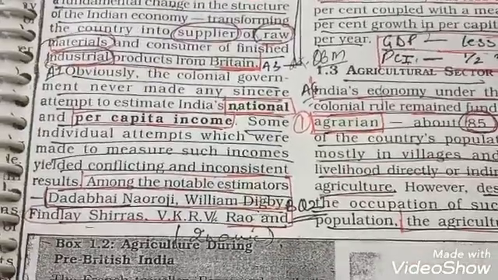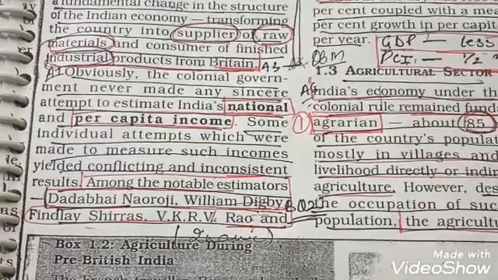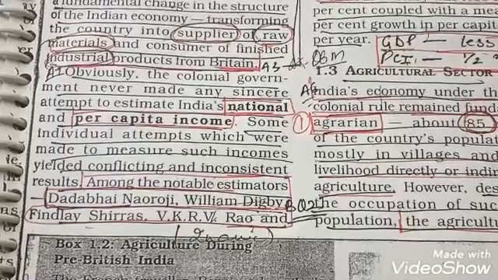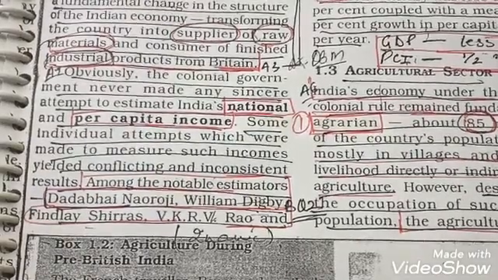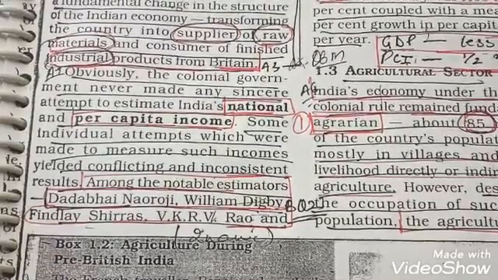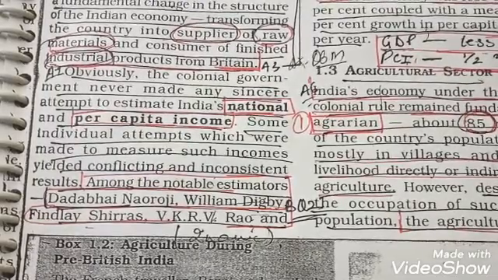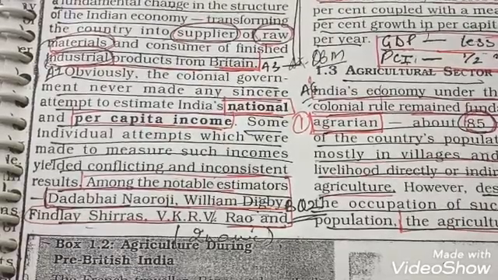Now, if you want to know the progress of any country, development of any country, there are two economic parameters on the basis of which you can do so. One is national income, second is per capita income. We have all studied national income and per capita income. We are very well versed with these words. Now, there were economists who looked into these particular areas. There were economists like Dadabhai Naoroji, William Digby, all these names. Now, these were the people who actually did a lot of research on the national income and per capita income.